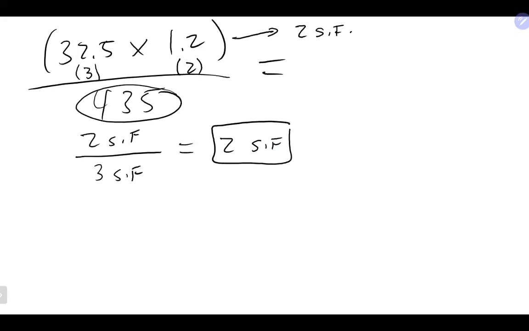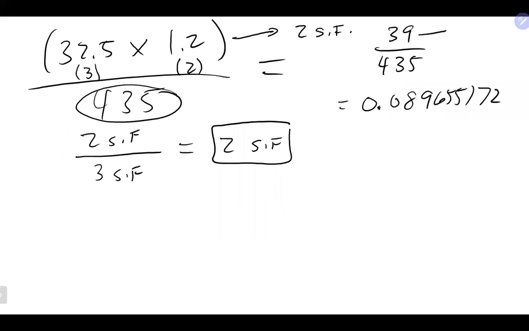So would I round personally? I probably wouldn't. I would keep track of it. So I would do 32.5 times 1.2, and that ends up at 39 on top. We then would divide it by 435, and we would end up on our calculator with 0.089655172. Here again, 2 sig figs, 3 sig figs, 2 sig figs would take me to here. What should I round that to?